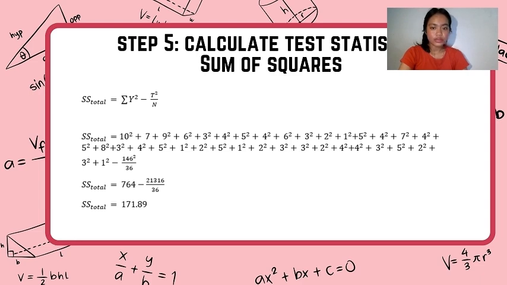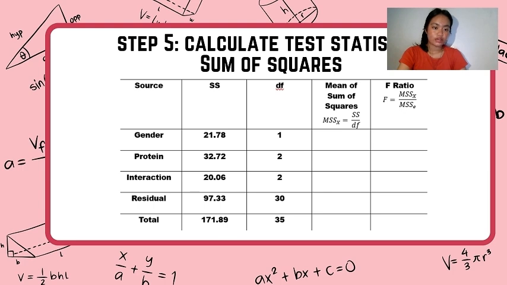Next, we get the total, the sum of Y squared minus T squared over N. So the sum of squares of the total is 764 minus 146 squared over 36, then you come up with 171.89. Here is the tally of the scores. You're just going to track it in that table so it will be easy for you.